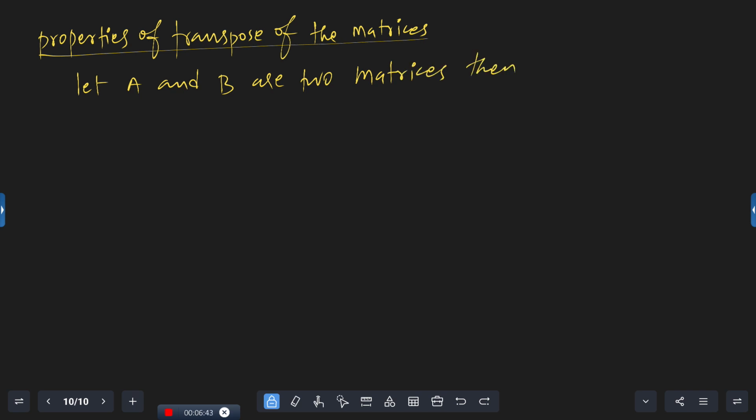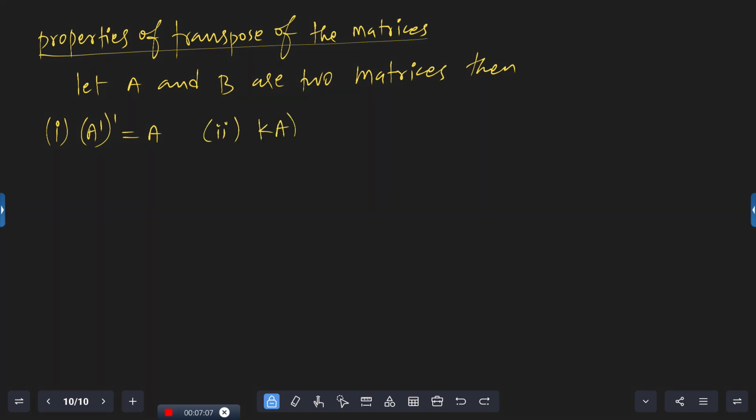Then the properties will all be satisfied. What is that? Formula number 1: if you take the transpose of A transpose, you will get A. I'll give examples for each. Raja, just listen. For the second one, no example needed, just see. Second one, directly we will go.